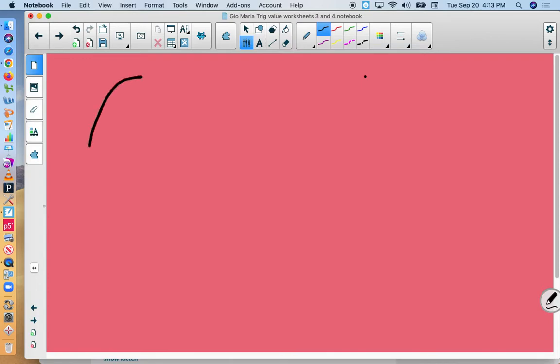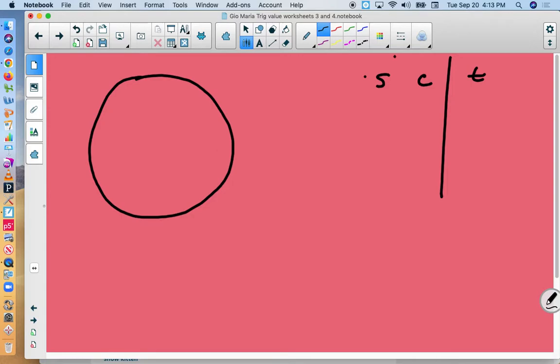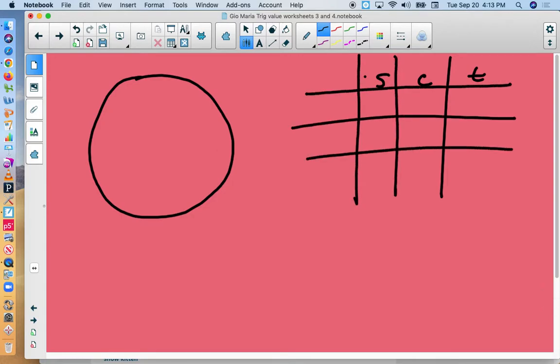Okay, so from what we talked about today, you might want to get your memo page out and write on it. We have sine, cosine, tangent, and we have degrees and radians.